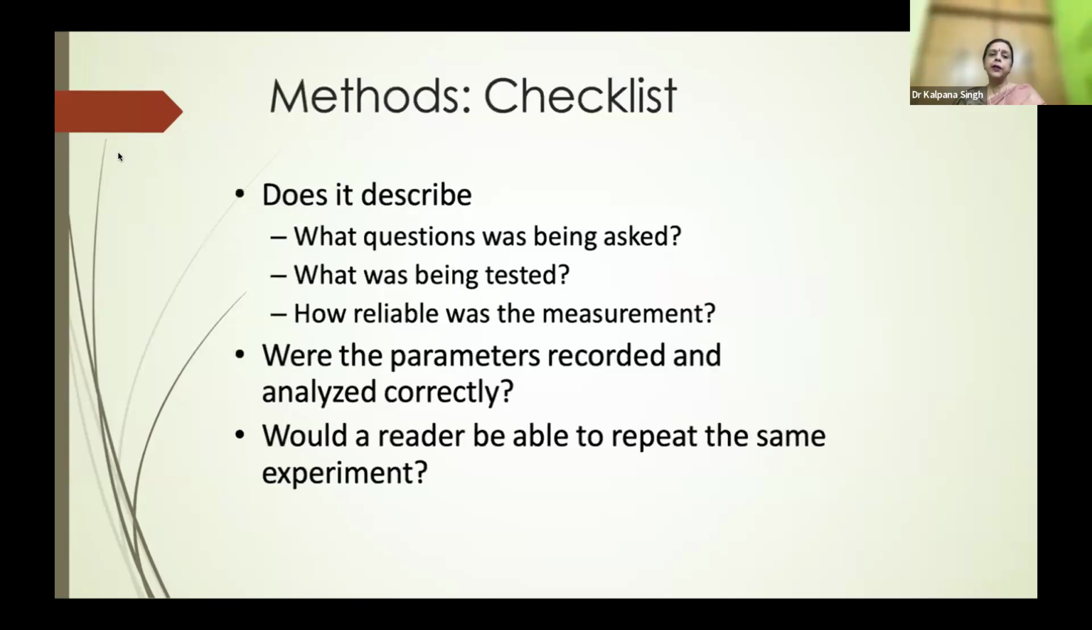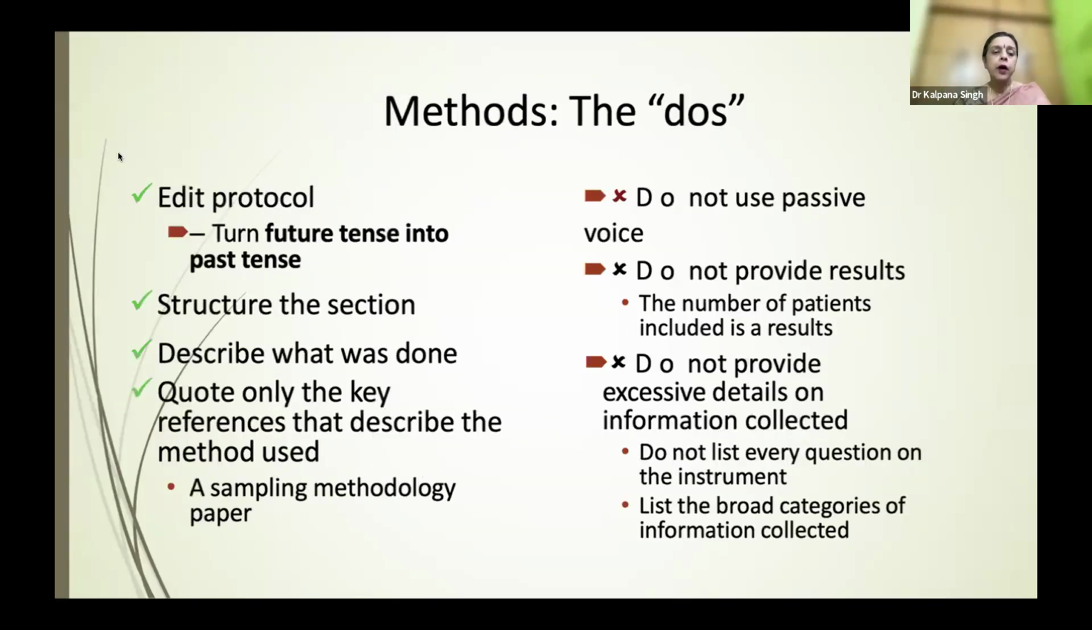Now coming to the methods checklist. Does it describe what questions were being asked, what is being tested, how reliable the measurement was, whether the parameters were recorded and analyzed correctly, and whether a reader would be able to repeat the same experiment? If these questions are answered, then the methods is correctly written. I have already told you that we have to turn the future tense into past tense. Then, for the structure of the section, describe what was done, quote only the key references that describe the methods used, do not use passive voice, and do not provide results. Here we are only writing the methods, how the study was conducted.